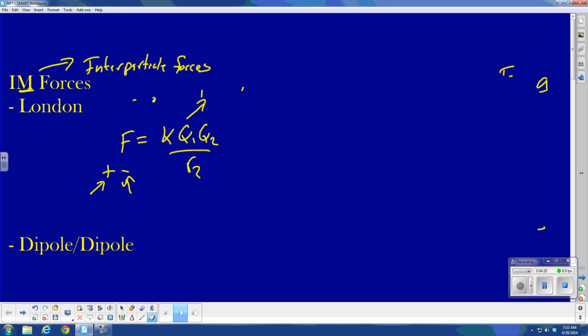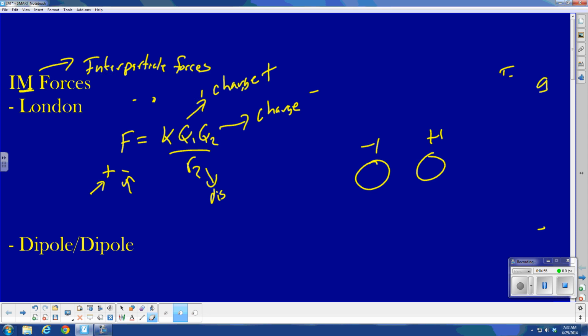Q1 we can think of as the charge of my positive dipole. Q2 can be the strength of the charge of my negative dipole, and r is my distance between them. So if I have 2 entities, let's say a +1 here and a -1 here, and their r is this far apart, and I have another entity, and here's a +2, and here's a -2, and here's their r. My Q1 and Q2 are bigger. My r here is smaller.